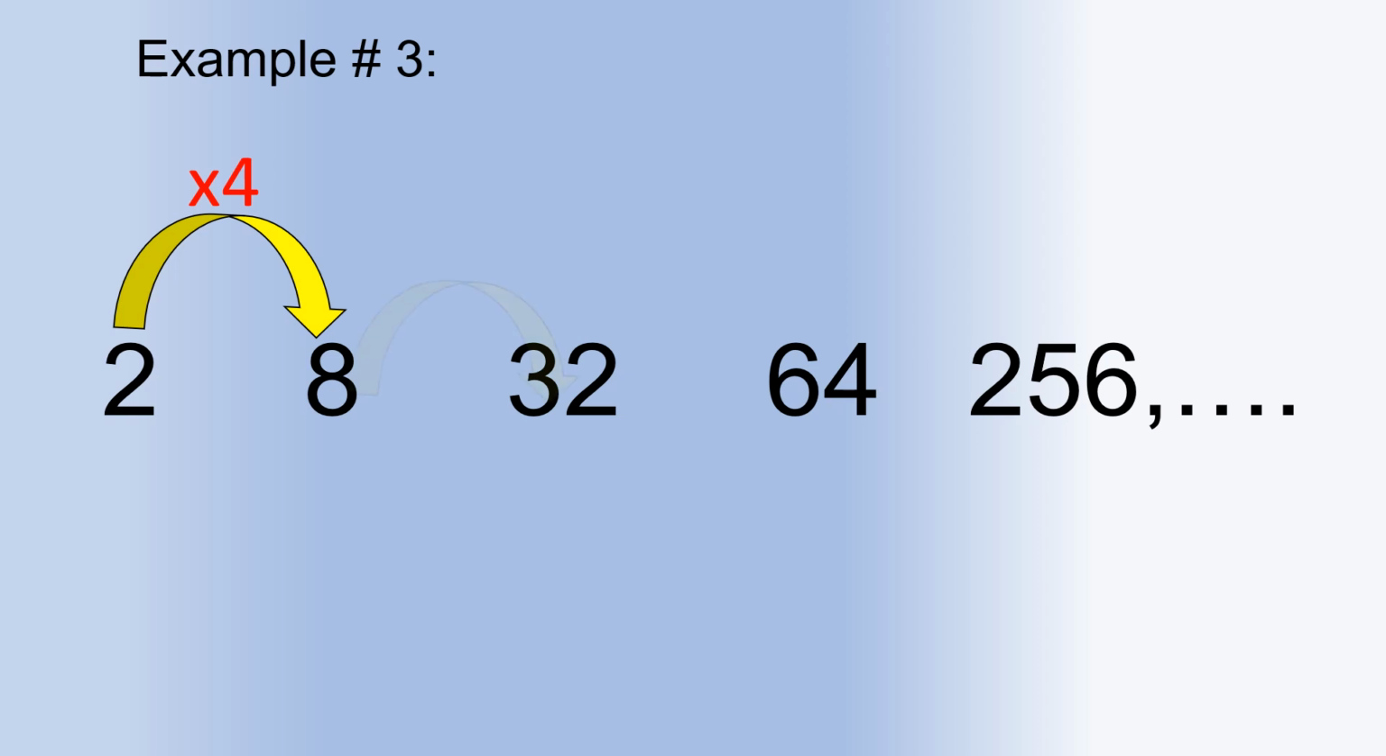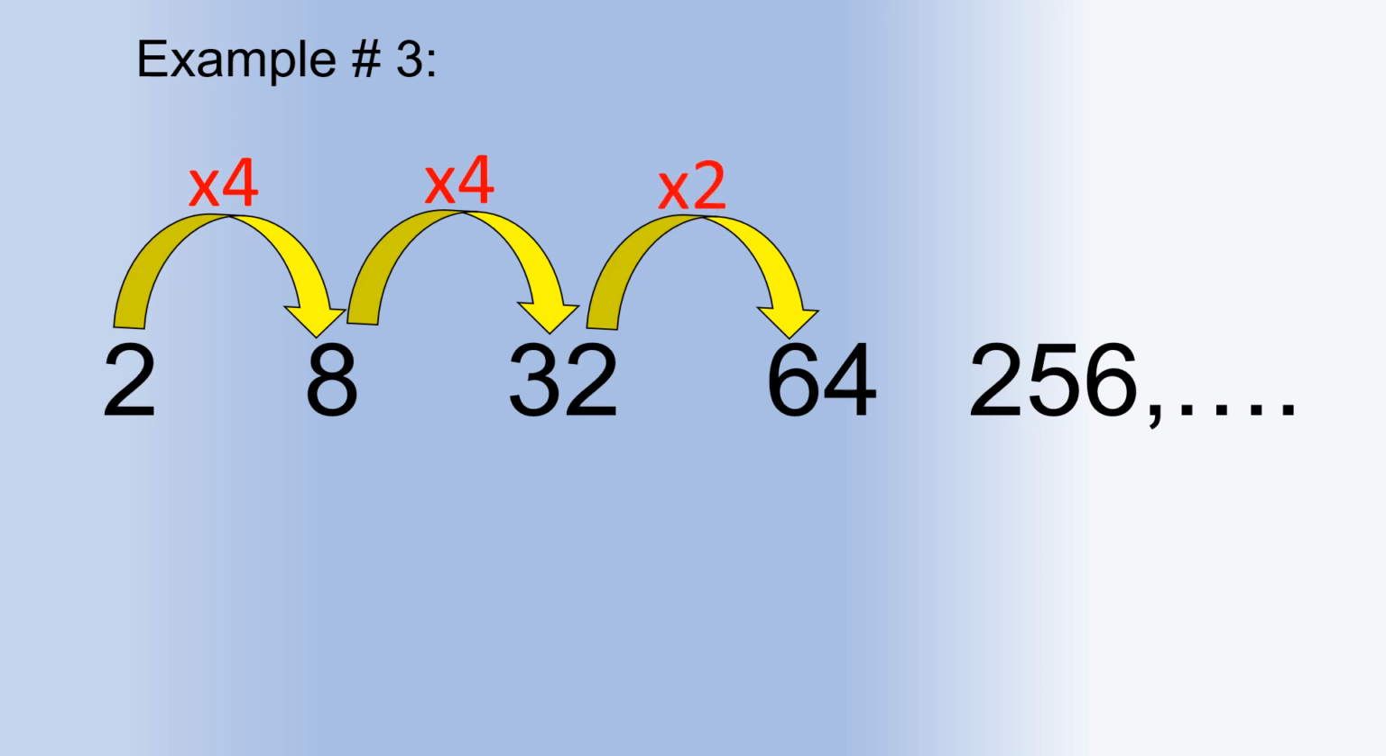And then, next one, we have 8 multiplied again by 4. We got a product of 32. And then, how about this one? What will be the constant? 32 multiplied by a constant equals 64. What is that? It's only 2. So 32 times 2 is equal to 64. So we got a different constant other than 4.